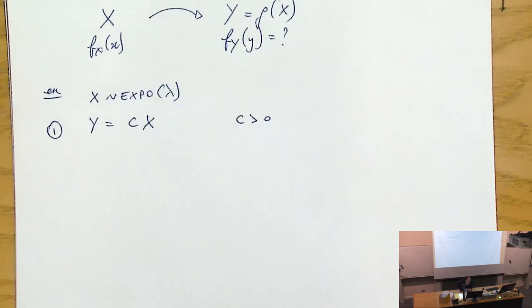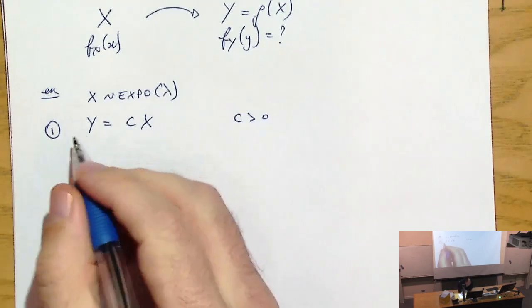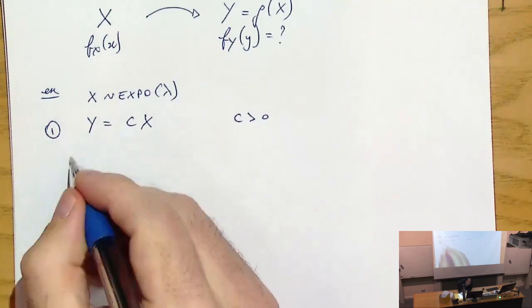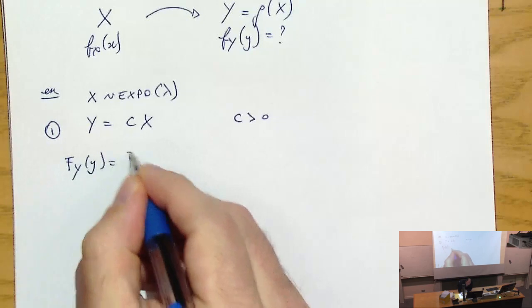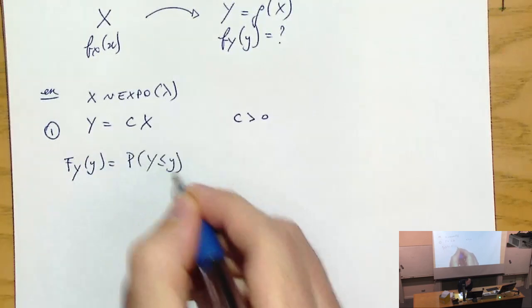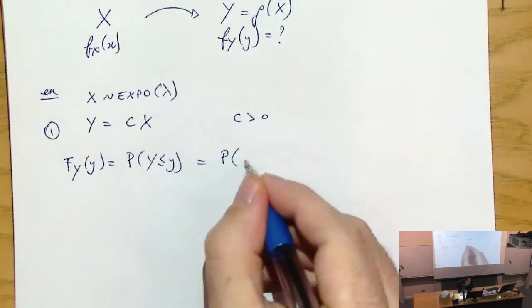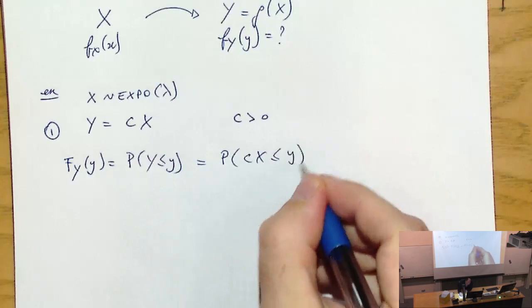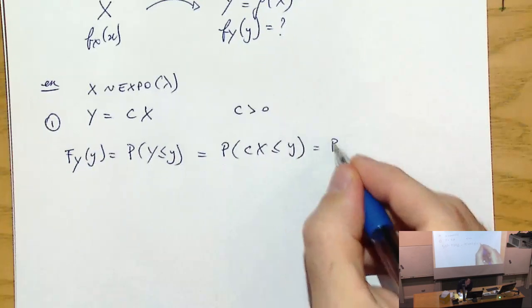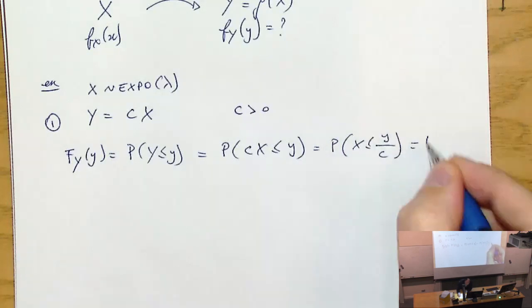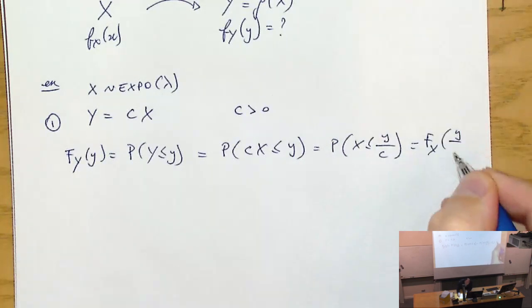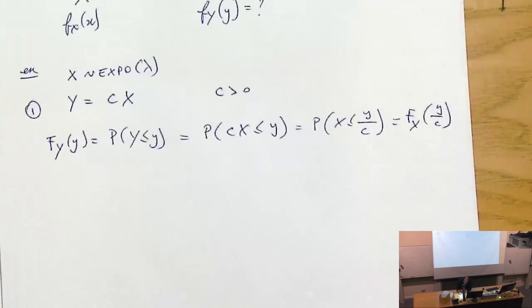Okay, so let's calculate this. How can we calculate the probability, the PDF of y? I can first compute the CDF of y. We see the probability that y is smaller or equal to y. This is the probability that cx is smaller or equal to y. That's the probability of x being smaller or equal to y over c. This is the CDF of x evaluated at y over c.